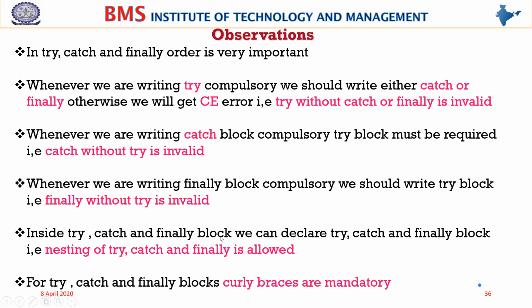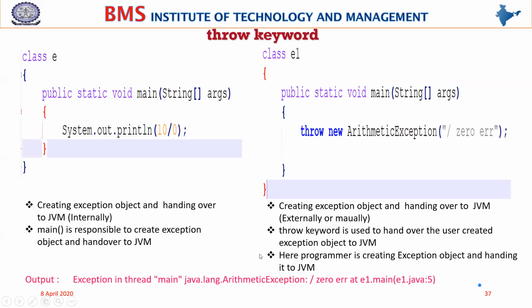So inside try, catch, and finally blocks, as we have seen, one can be nested within another. We can write a try inside a catch, or a finally inside a try. So nesting of all these try, catch, and finally blocks is perfectly allowed. For try, catch, and finally blocks, as I told you in the last three examples we discussed, curly braces are mandatory. So these are some of the observations we have made, and we have understood the various ways to nest these three blocks together: try, catch, and finally. Hope you have understood this nesting of try, catch blocks.